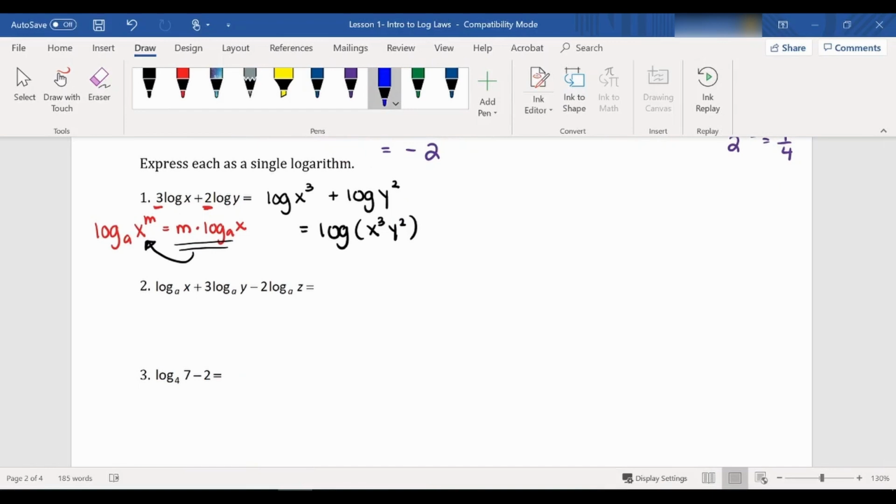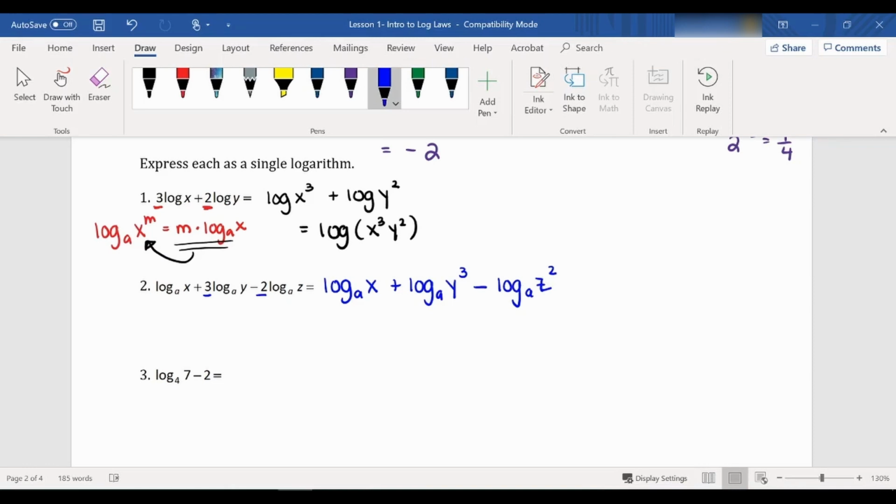The next one, same thing. I want to deal with any of my power laws first. So any numbers in front of the log, I want to bring those back inside the log where I can. So the first term is going to stay the same. There is nothing in front to bring up. The next one I would rewrite as log base a of y cubed, bring that 3 back inside as an exponent on the y. And the last one, same thing, I'm going to bring that exponent up onto our z.